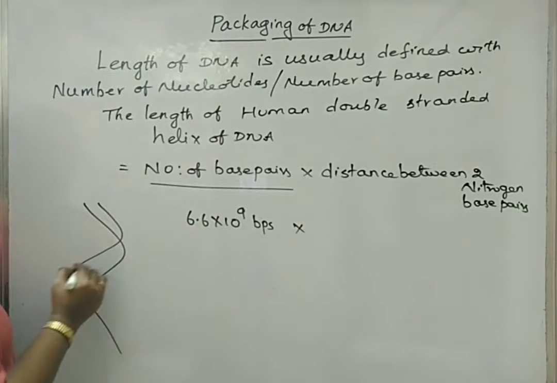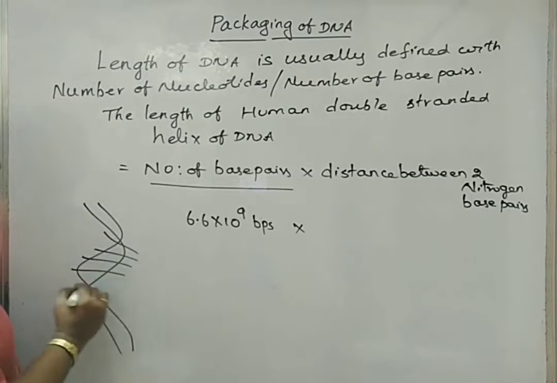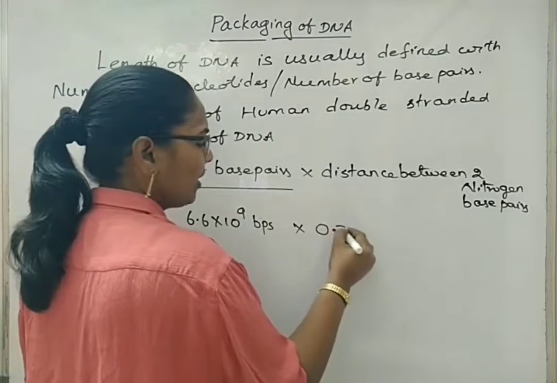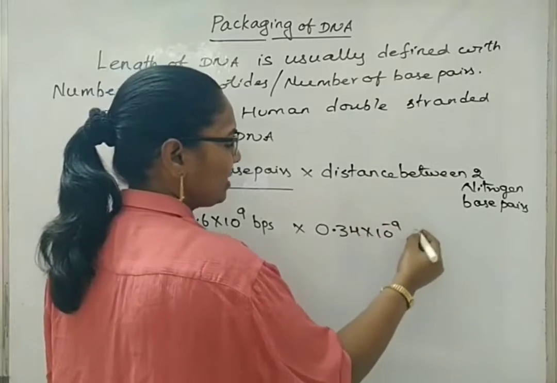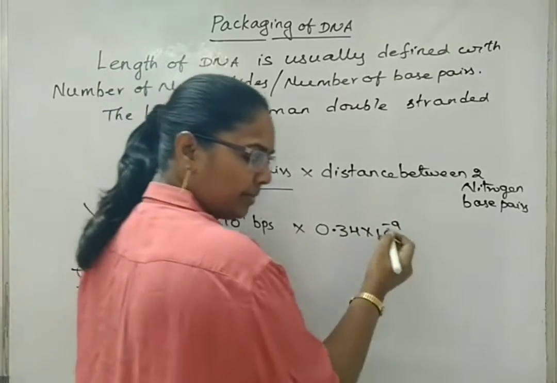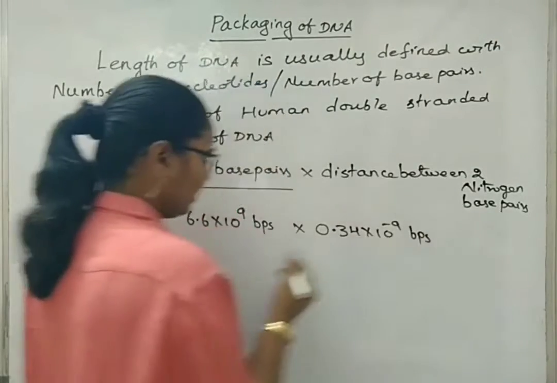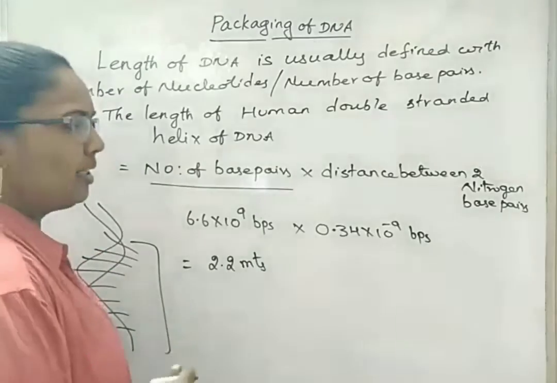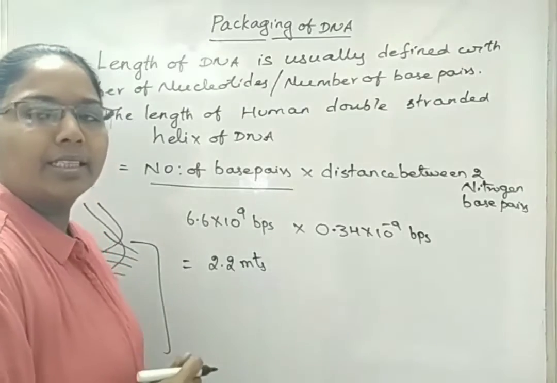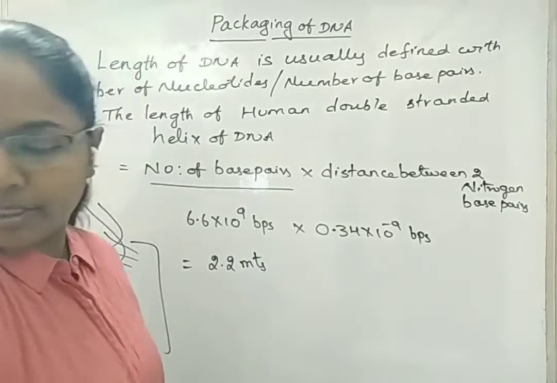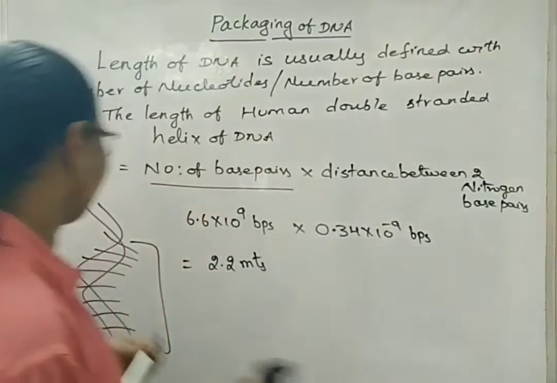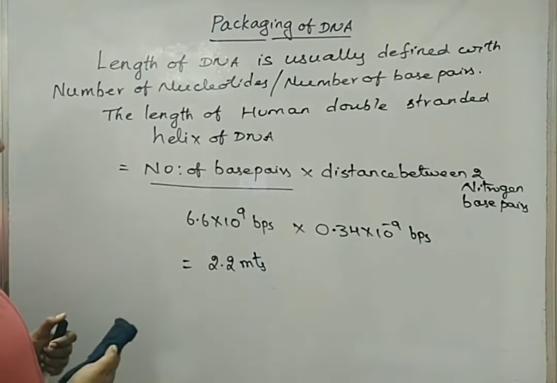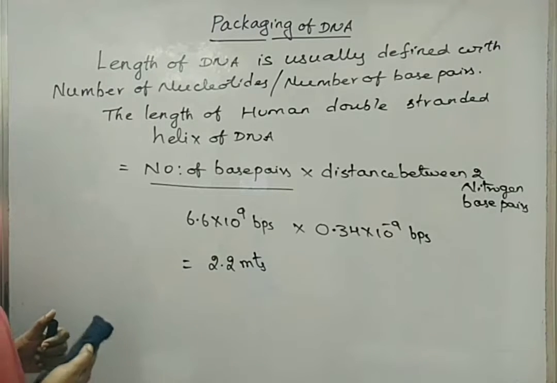If we draw the helical structure like this, here we are telling 10 base pairs are present in one complete turn of the double-stranded helical DNA, that is 0.34 into 10 power minus 9 meters per base pair. If we calculate this, we get approximately 2.2 meters. So in this way, by using such a formula, we can calculate the length of any living organism. We will see some other examples regarding the base pairs present in different organisms.